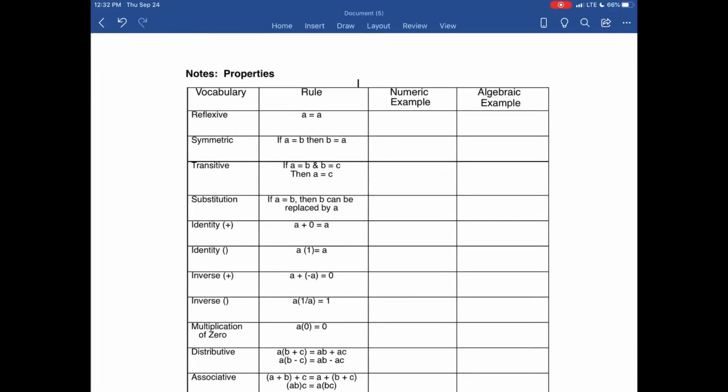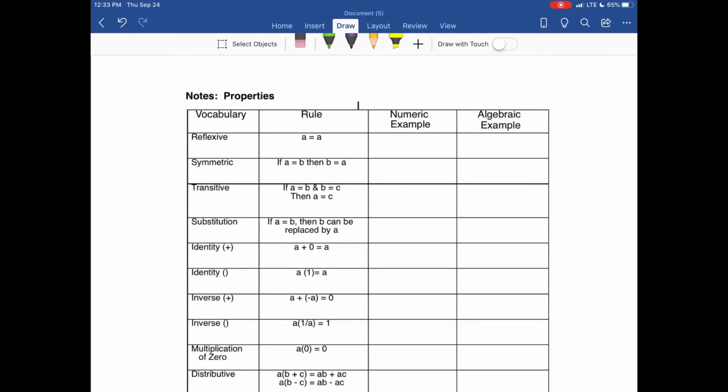Let's talk about our properties. These are properties of real numbers, and this is what we're using when we eventually start solving equations. Some of them are going to seem very straightforward, and others we're just going to talk about a little bit.